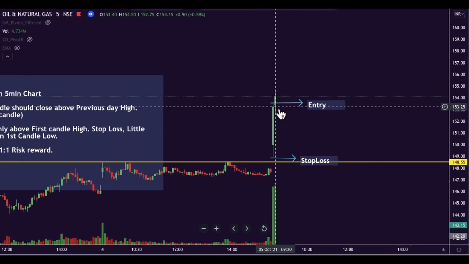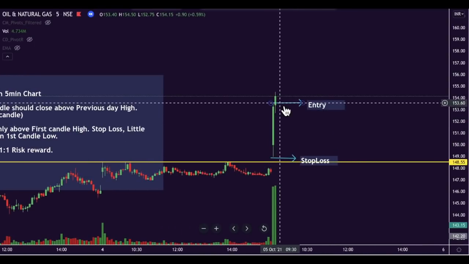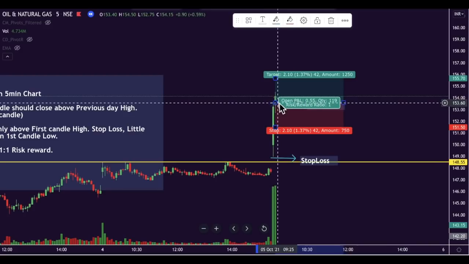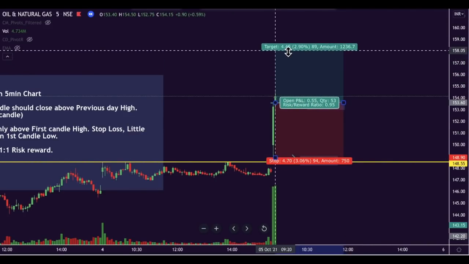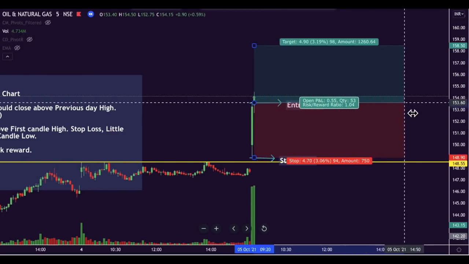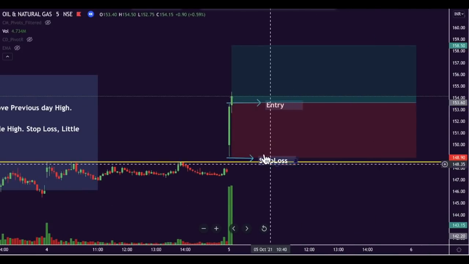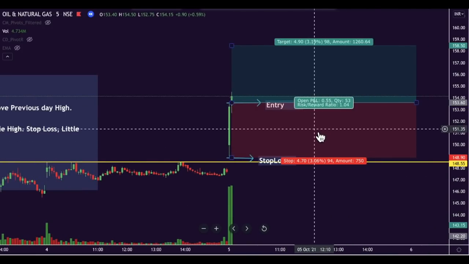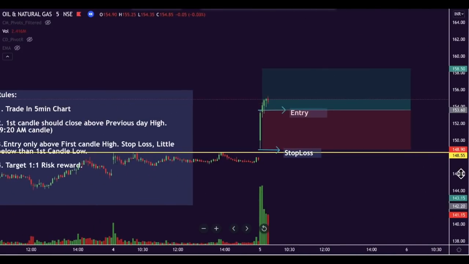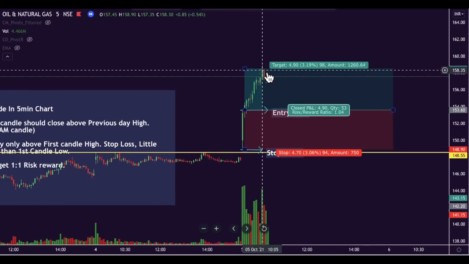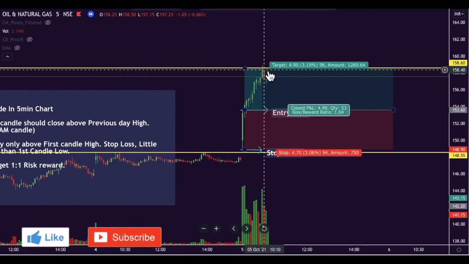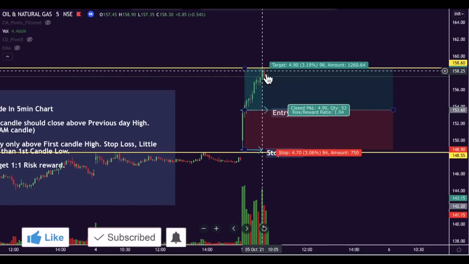Now you can clearly see here our entry got triggered. So we are going long, entry at this level, stop loss here, target is 1:1. We have marked all the levels. Let's see how the market went. Now see traders, our target already got achieved here. So I marked our target level. Alright. By 10 o'clock in the morning itself we were able to achieve it. But let's see throughout the day how the market went.